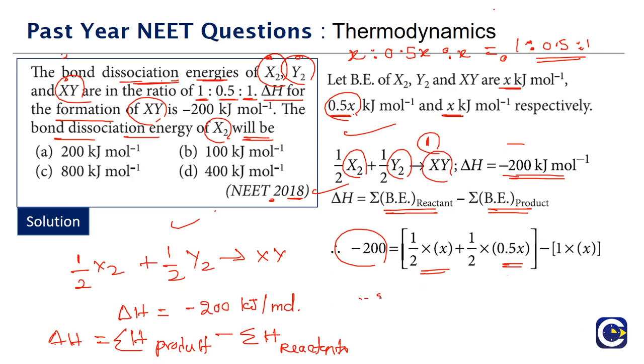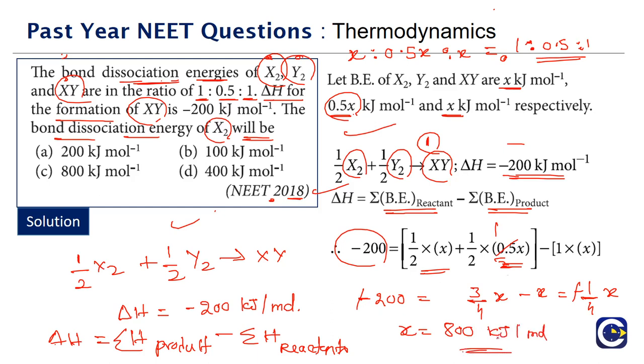So minus 200 is equal to half x plus 0.5, which we can write as 1 by 2 into 1 by 2, is 1 by 4. Half plus 1 by 4, totally it is 3 by 4 x, minus x. That will be minus 1 by 4 x. The minus is cancelled, and we get x is equal to 800. The unit is going to be kilojoule per mole.